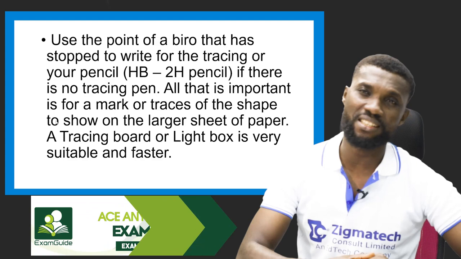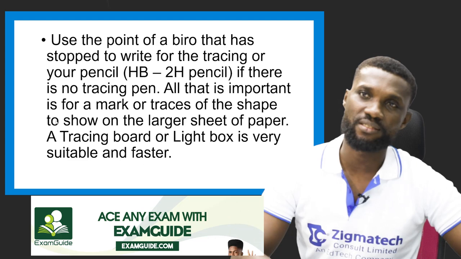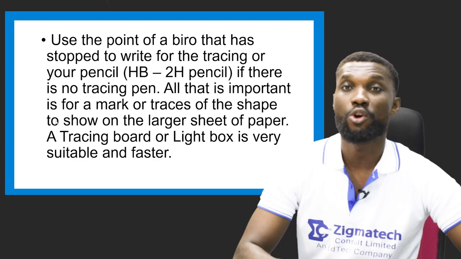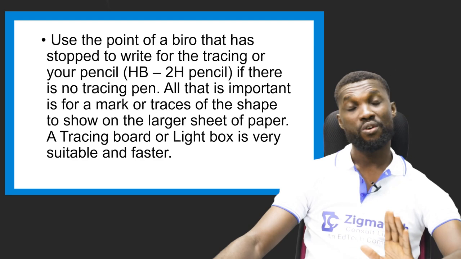That used to do the bricks. So just let's concentrate on the charcoal board. You understand? So if there is no tracing pen, all that is not really important for the work. What is important for the mark is just for the tracing shape to show. We don't really need the tracing ink or whatsoever on the board. So a tracing board or a light box is very suitable for that, but if you don't have that, you can work with exactly what you have.